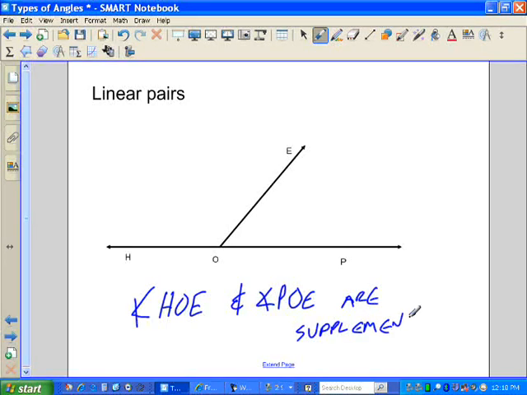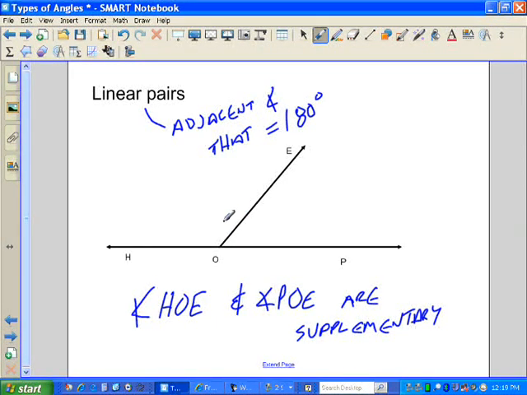okay? Supplementary angles. A linear pair is basically, if I want to be technical, adjacent angles, which means they share a side, that equal 180 degrees, that make a straight line, okay? So that's a linear pair. That may be a new word for you that we use, okay?